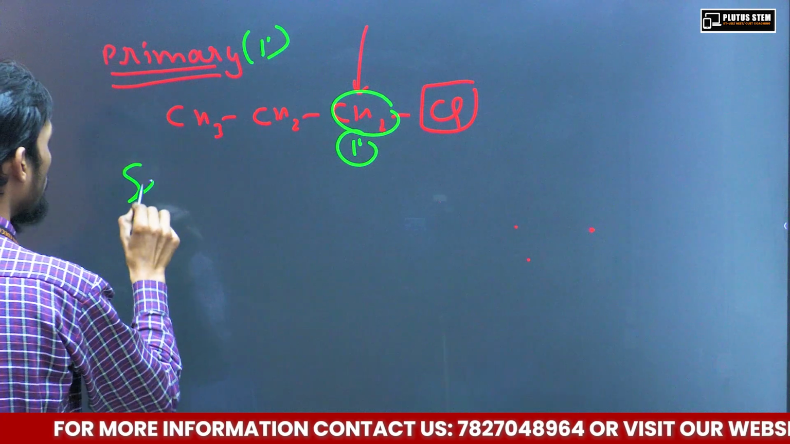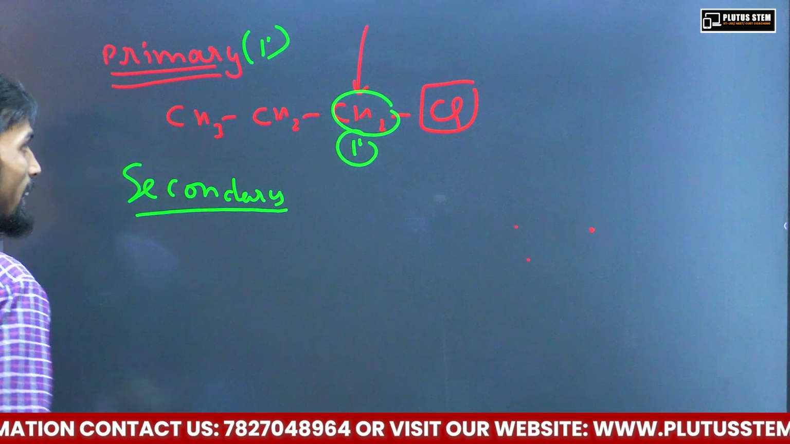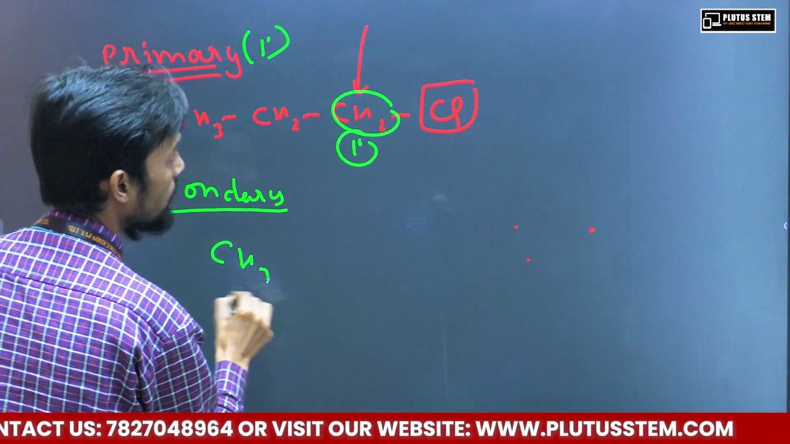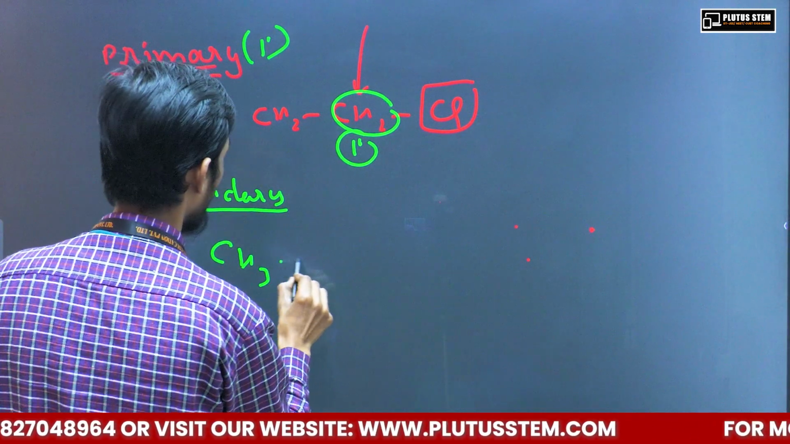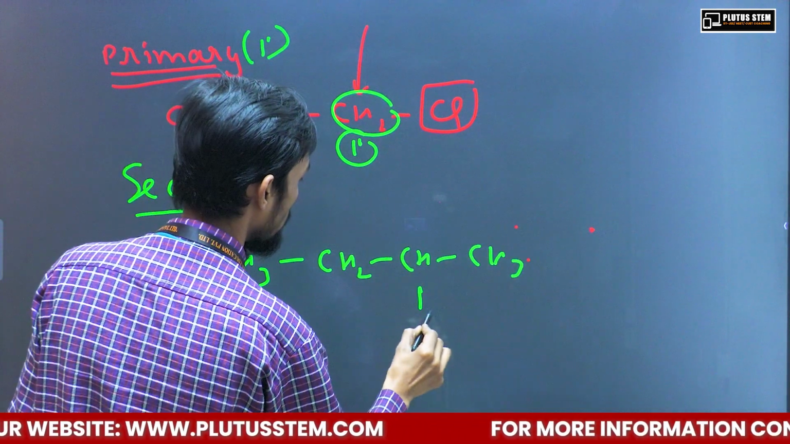If for secondary, the attachment should be like this: CH3, CH2, CH, CH3, Cl.